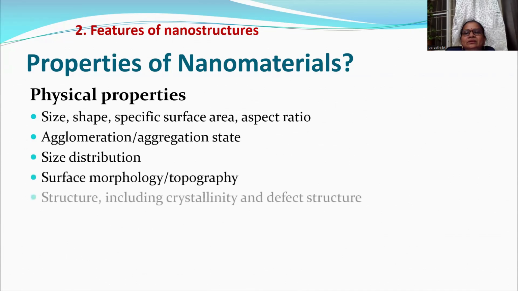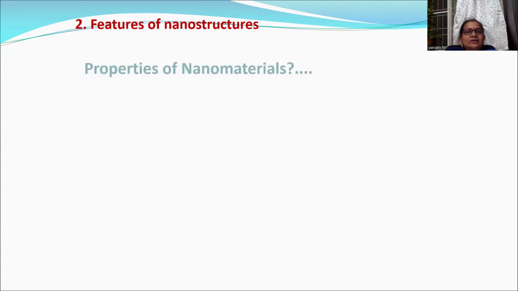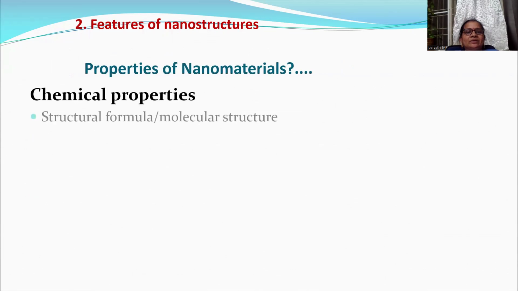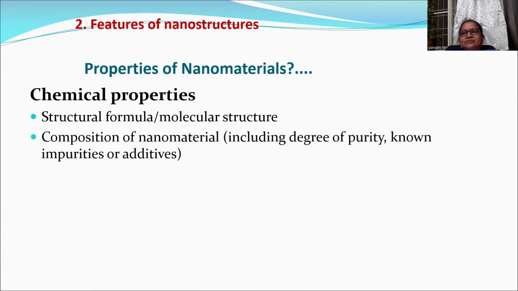So these all matter when a nanomaterial is made for electrical or mechanical applications, and basically the structure of the material, including crystalline and defect structure and solubility. And when it comes to chemical, the properties of nanomaterial will concentrate on structural formula or molecular structure.